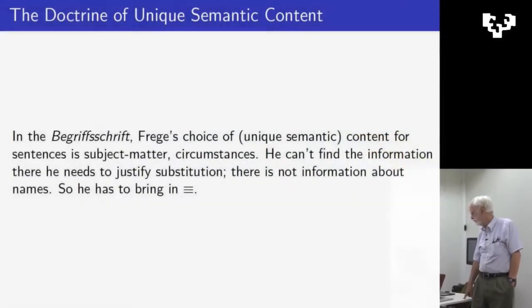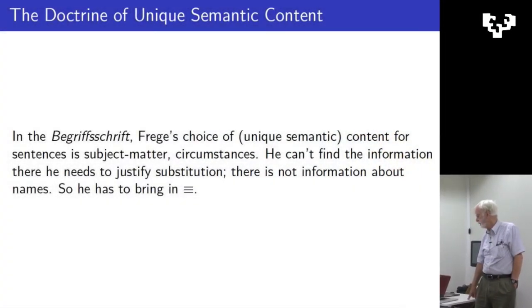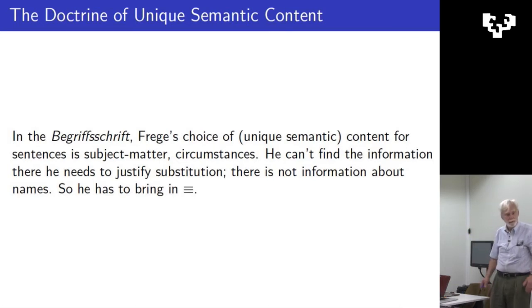So in the Begriffsschrift, Frege's choice of unique semantic content for sentences is what I'm calling subject matter, circumstances, states of affairs. And he can't find any information about the names there. And he realizes that. So he says, well, it's a different state of affairs than the one you might have thought, and it does contain information about names because it's about names. An honest approach.